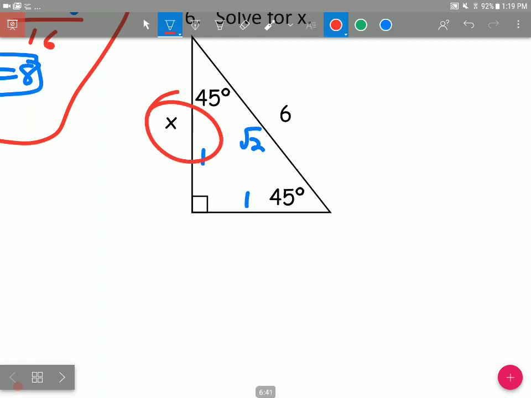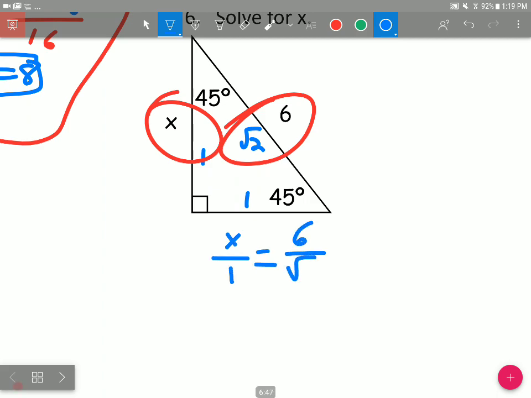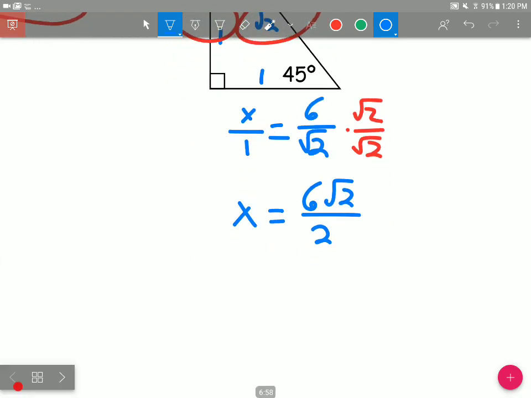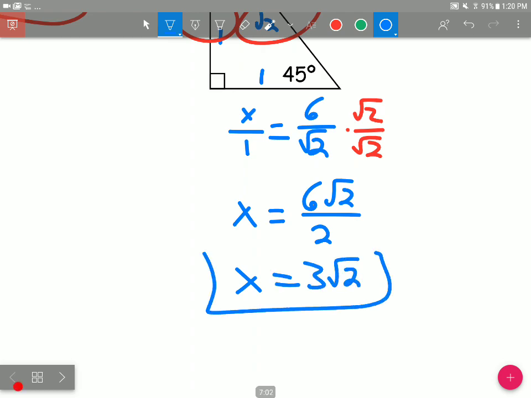So we got x over 1 equals 6 over root 2. And we got to rationalize that denominator. So we'll multiply by root 2 over root 2. That will equal 6 root 2 over 2. And 6 divided by 2 is 3. So your final answer is 3 root 2.